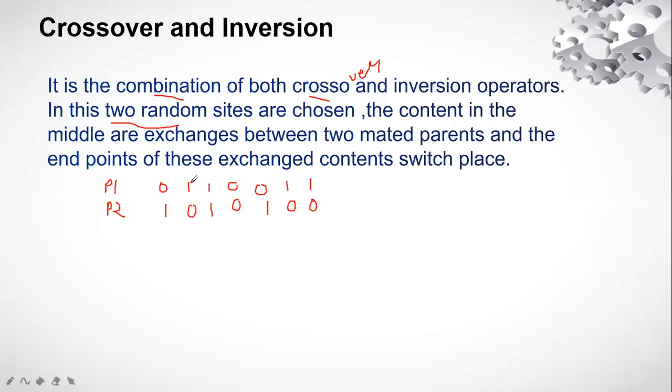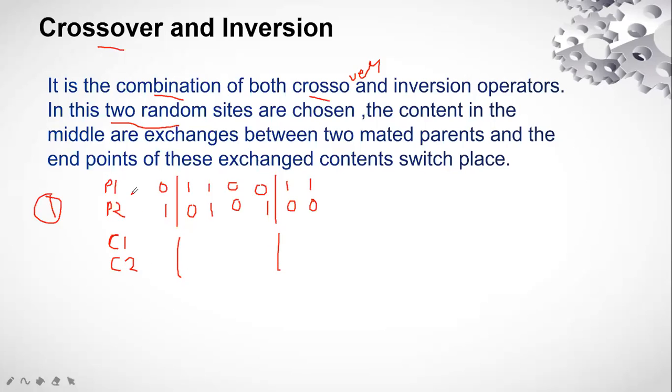Now first of all, I'm going to select two random sites. This is the site I have taken and this is the site I have taken. Now I'm going to create two children with the help of the crossover operator, because the first one is the crossover. So the first step is to randomly select the cross site. The second operator we are going to apply is the crossover. So we have C1 and we have C2.